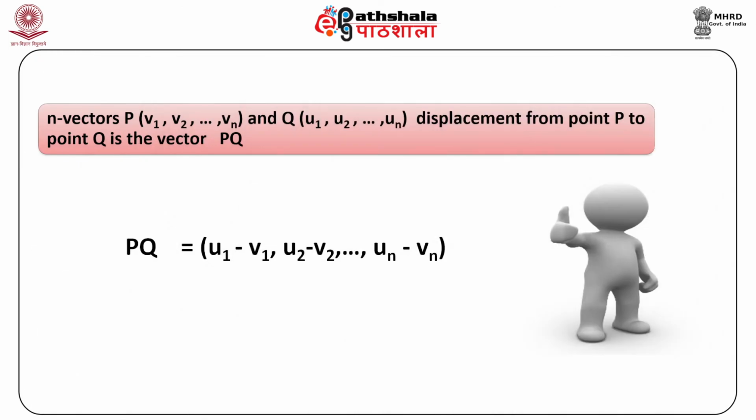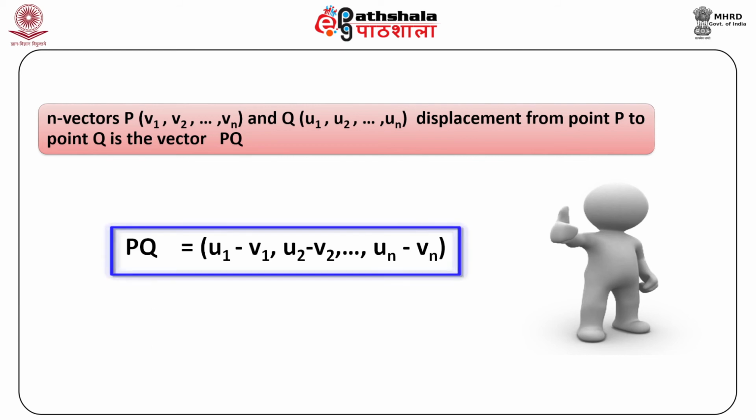Analytically, for n-vectors, P (v1, v2, ..., vn) and Q (u1, u2, ..., un), the displacement from point P to point Q is the vector PQ given by PQ = (u1 minus v1, u2 minus v2, ..., un minus vn).